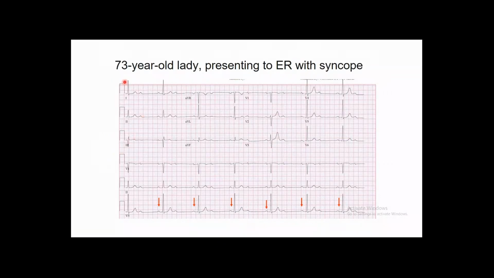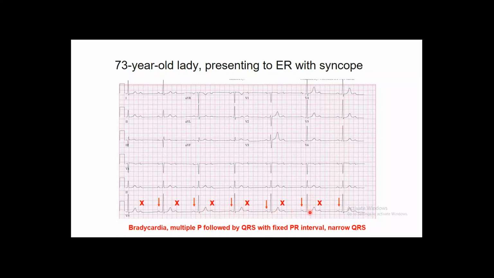Second scenario is a 73-year-old lady presenting with syncope. If you look at this ECG, it is bradycardic. We have multiple P waves followed by a single QRS complex. That means that this P wave is not conducted, then a conducted one, a dropped one, then a conducted one. In a manner of two beats, only one is conducted, and the PR interval is fixed.